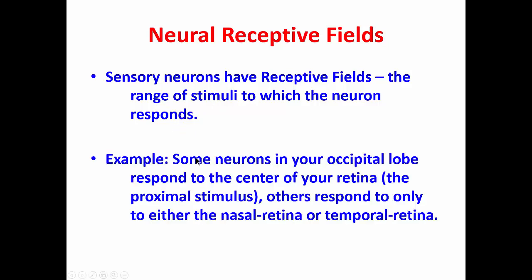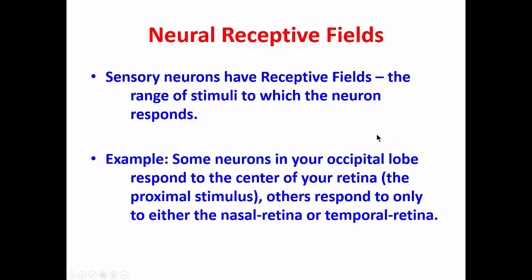As one other example, some neurons in your occipital lobe, which we know is specialized for vision, some of these occipital neurons respond to the center of your retina. That's the proximal stimulus that they're responding to. Other neurons in your occipital lobe might respond only to either the nasal retina or the temporal retina. Nasal retina would be the portion of your retina near your nose. The temporal retina would be that portion of the retina nearer to your ear. So we have different ranges of stimulation to which a particular cell is responding. That's the neuron's receptive field.